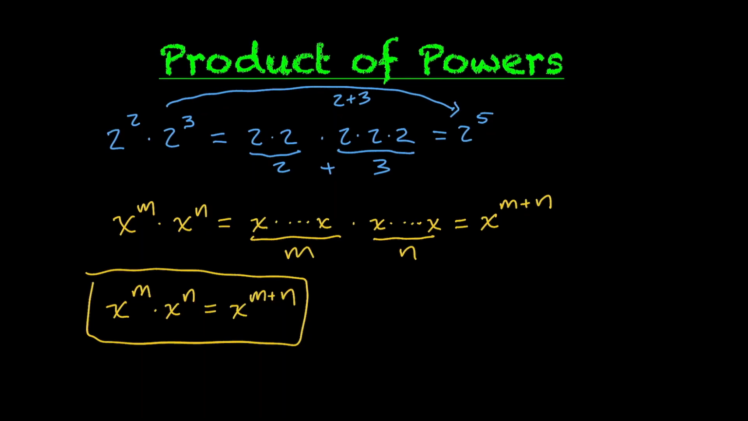So for example, if we had 3 squared times 3 to the fifth, this would be 3 to the 2 plus 5, or 3 to the seventh.